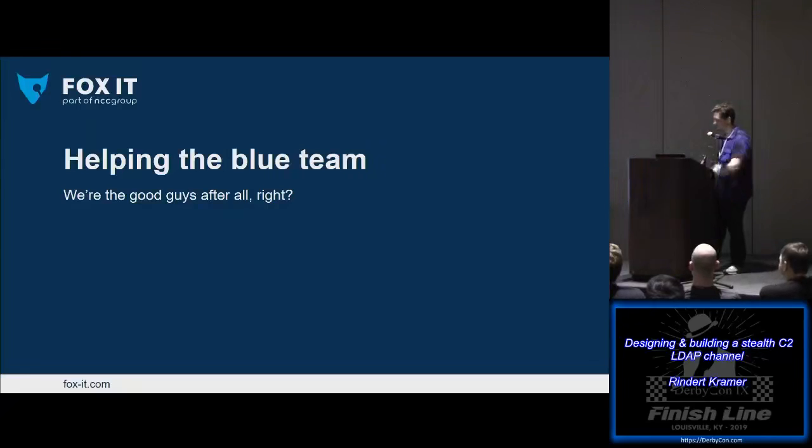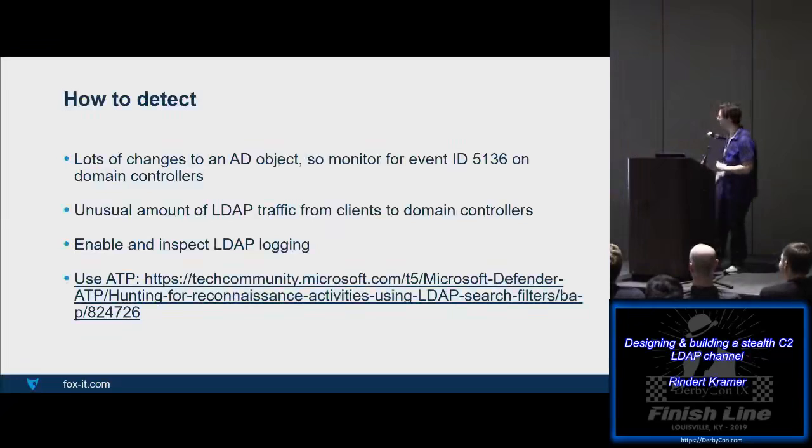So, helping the blue team. Yeah, we're still the good guys, right? Having a baseline is really important to detect this kind of backdoor channel traffic. If you don't have a baseline, then you're, I think, out of luck. If you have a baseline, you can detect anomalies like many changes to an AD object.